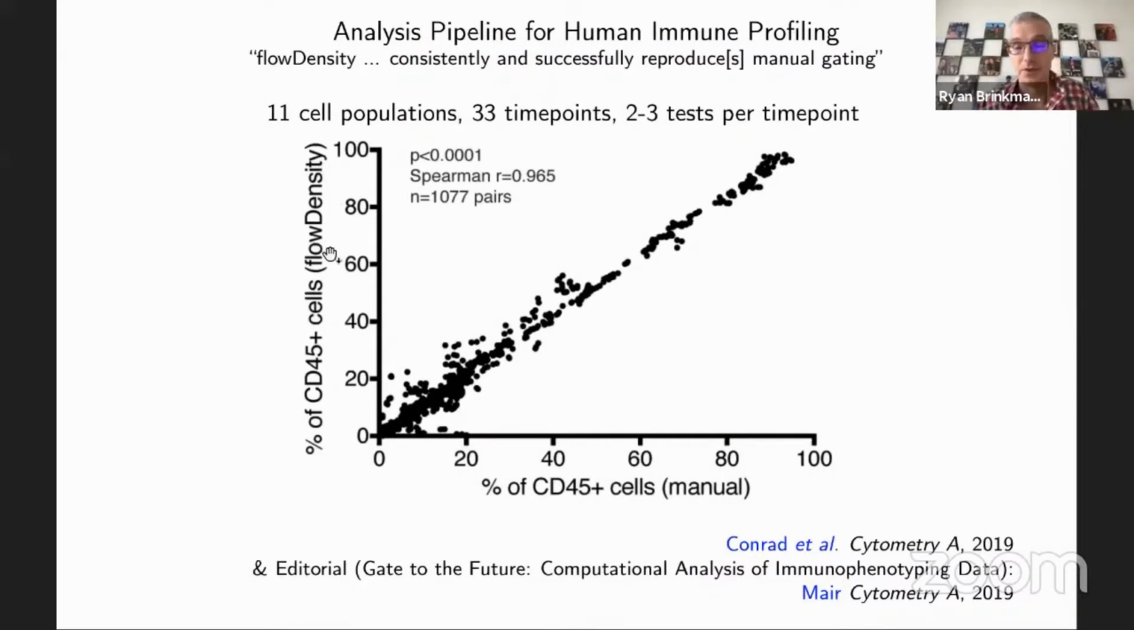We did a paper in collaboration in 2019 over 11 different cell populations, 33 time points, ended up having about 1,000 different pairs. It's pretty much a straight line between manual and flow density. And the take-home message from the paper is that this flow density algorithm consistently and successfully reduces manual gating. And this happens again and again and again.